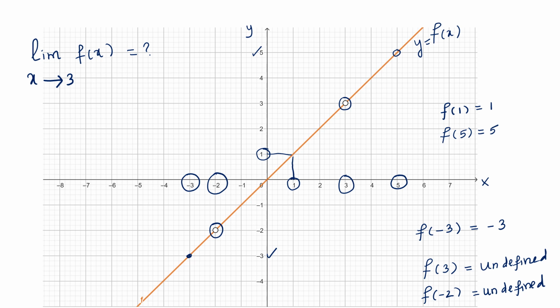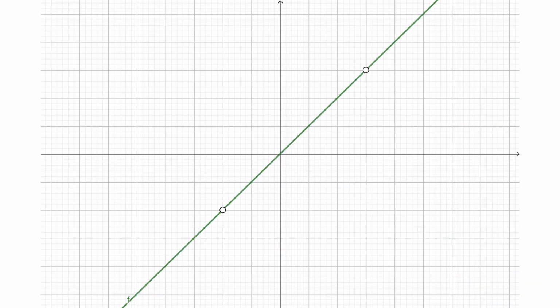Okay, so this is our x, this is our y. We are taking x equal to 3 and f of 3 is undefined. Suppose here I have x. What is the corresponding value on the graph? This is our f of x value here. Okay, this is our f of x. I am marking it here.